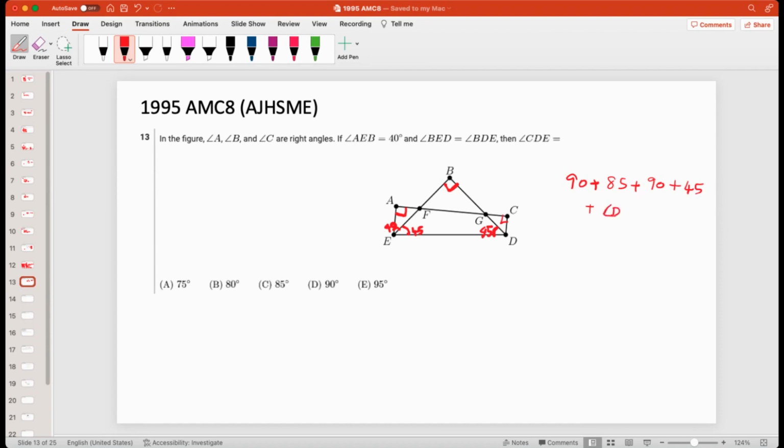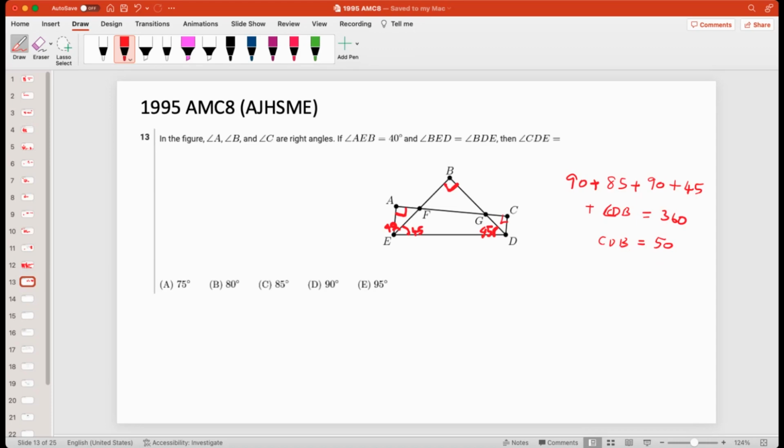Okay, now all this plus angle CDB, let me check, CDB, this is equal to 360. Am I correct? Yes. So this will give me angle CDB as 50.